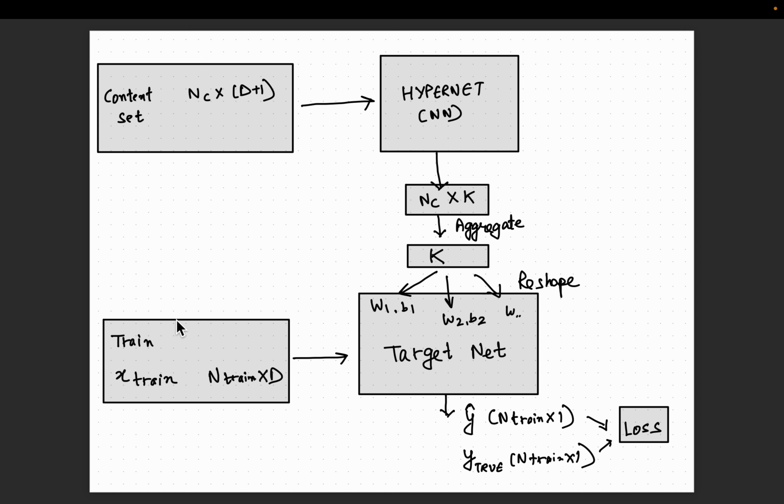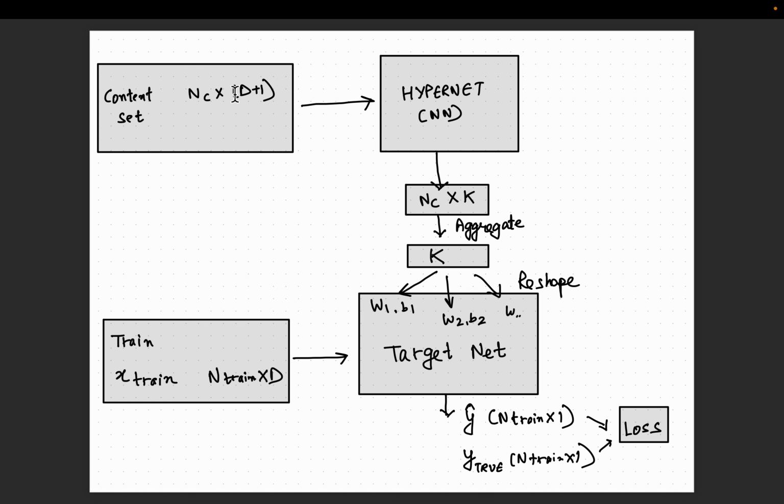This goes into a hypernetwork. This produces a representation which is NC cross K, because I passed in NC input objects, and that I aggregate to a K-dimensional flattened out vector that I reshape into the weights and biases of a target network, different layers. Now if I pass in any target set of points which is N comma D, not N comma D plus 1, I have a target network which is now specific to these inputs, and I can then get the corresponding outputs, right.